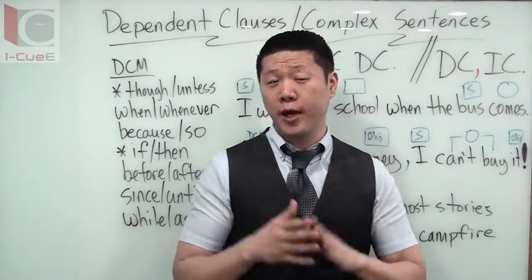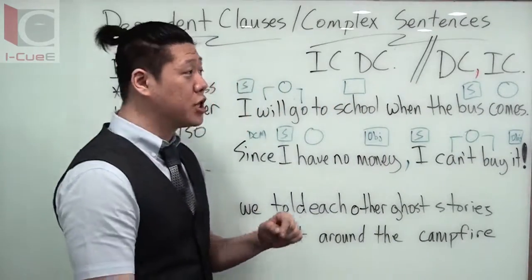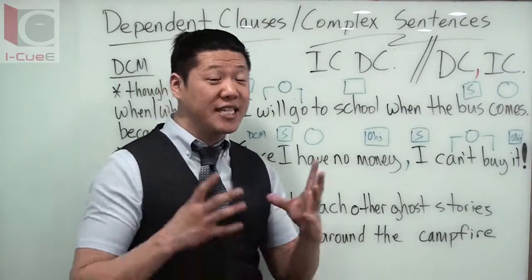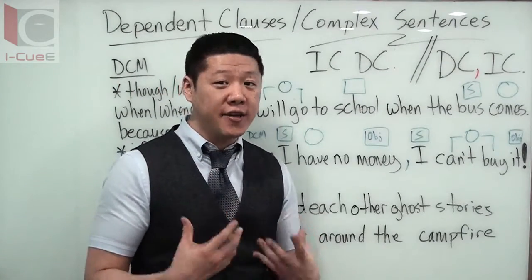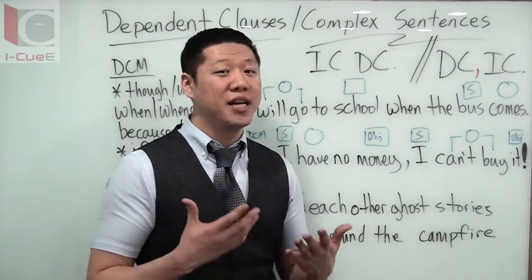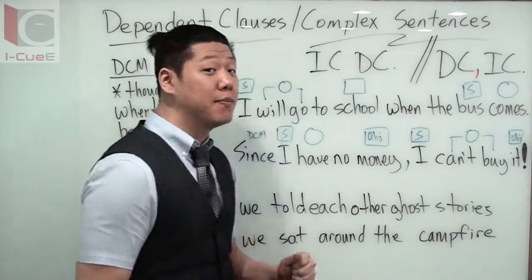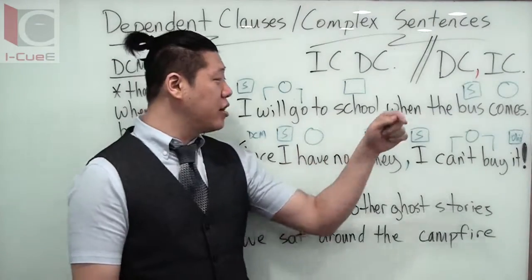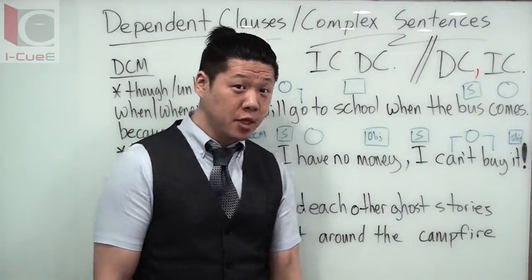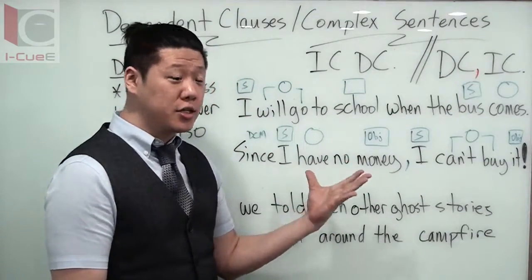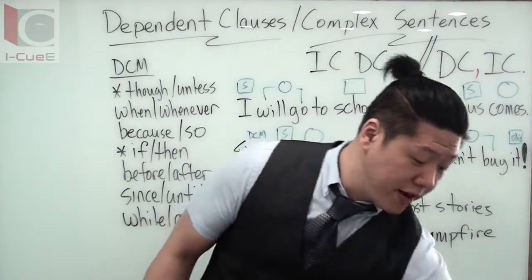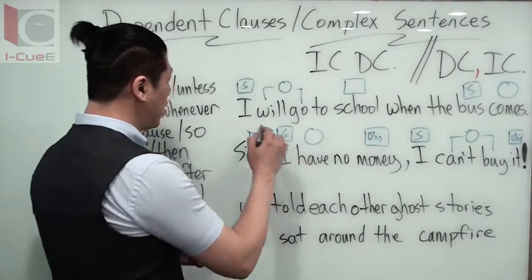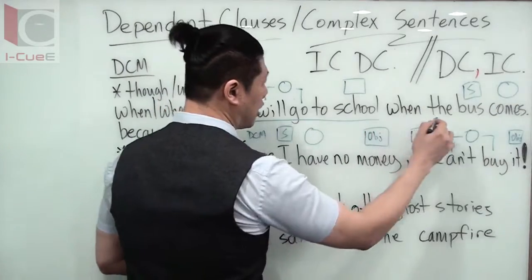So IC, DC, punctuation, or DC, comma, IC, punctuation. Just remember that one. So let's look at a couple examples. Remember, a clause has to have a subject noun and a verb. It could have an object, but it definitely needs to have a subject noun. So our first sentence: I will go to school when the bus comes. Okay? So there's actually two clauses here, and you should be able to find them. So I will go to school.